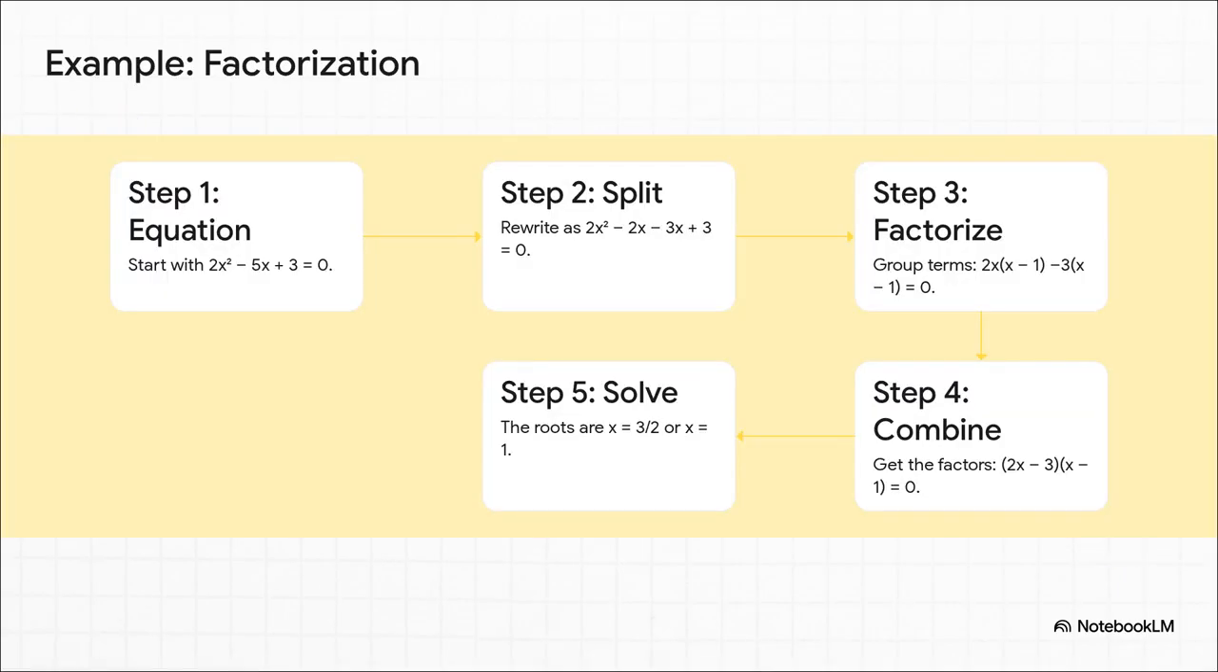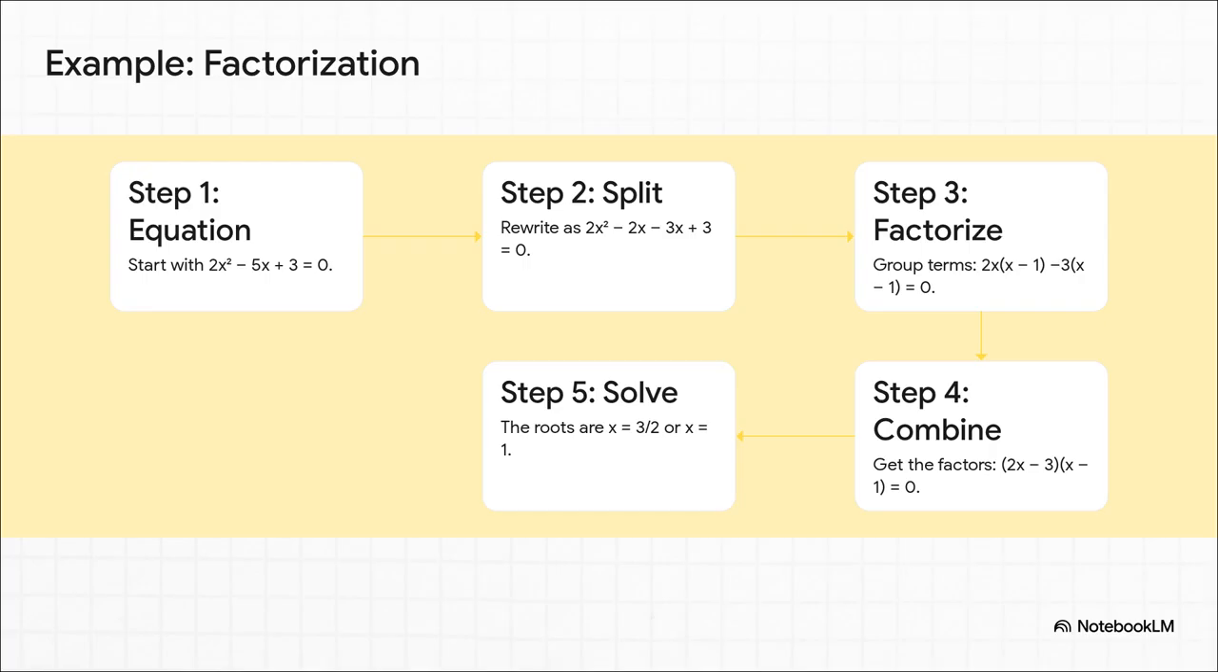Let's try one. We have 2x squared minus 5x plus 3 equals 0. Okay, we need to split the middle guy, minus 5x. We split it into minus 2x and minus 3x. Why? Because they add up to minus 5x and they multiply to give the same as 2x squared into 3. Perfect. Now we just take out the common factors and look, we get these two beautiful brackets, 2x minus 3 and x minus 1. This means one of them must be 0.